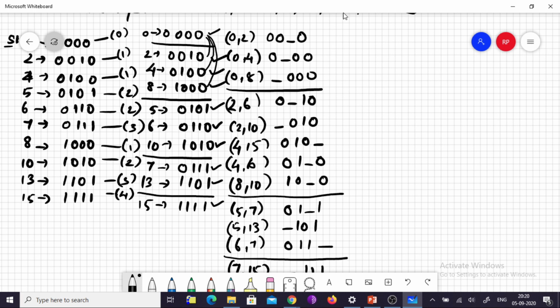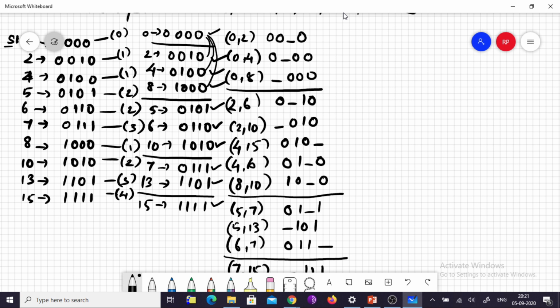So I will compare 0, 2 and 2, 6. If you compare 0, 2 and 2, 6, that cannot form a proper group because the first bit is same, but the second and third bit are changed. So comparing 0, 2 and 2, 10 is also not possible. Comparing 0, 2 and 4, 5, the first bit is same, second bit is changed, the third bit is also changed, so we cannot take that as a proper group.